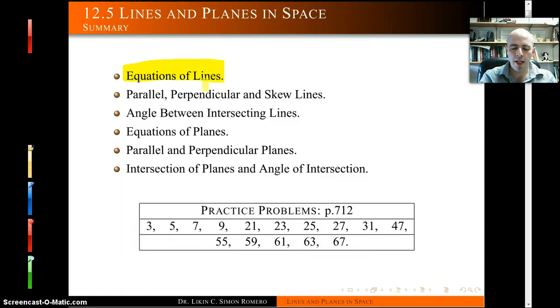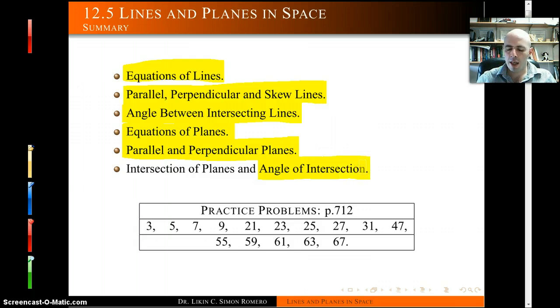In this section, we're going to cover equations of lines, in other words, a way that we can describe algebraically lines in the three-dimensional space. We're going to talk about parallel, perpendicular, and skew lines. Then I'm going to talk about angle between intersecting lines, then equation of planes, how to describe them algebraically, parallel and perpendicular planes, and then a little bit about angle of intersection of planes.